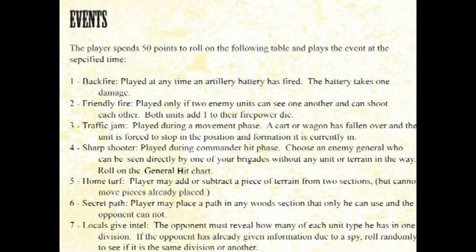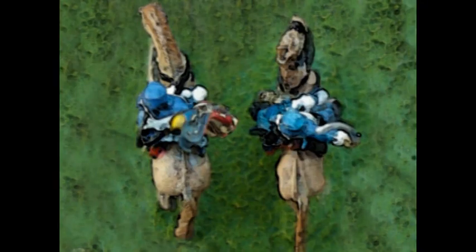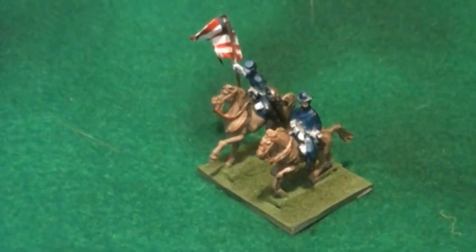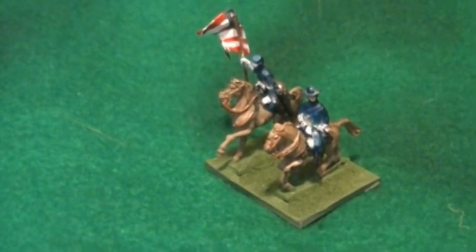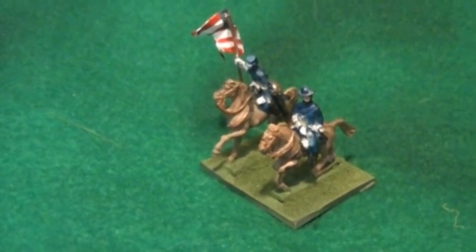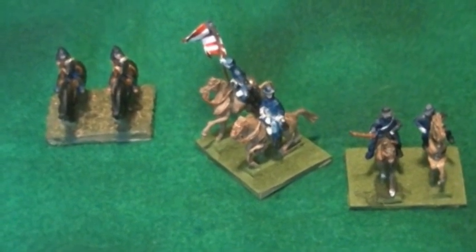For each event purchased, roll on the events table to see what you got, using the event at the appropriate time. For each raider, roll to see how many ammo markers have been stolen from the enemy supply wagon. Now determine how many cavalry points you can use. You get 1 cavalry point for every cavalry stand you have, plus however many points you get from events, generals, and spies. This is your total number of cavalry points you can use during setup, which will affect how the table is created. Now to set up the table.